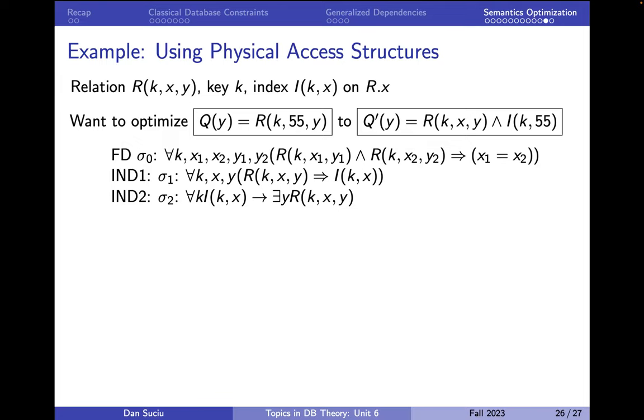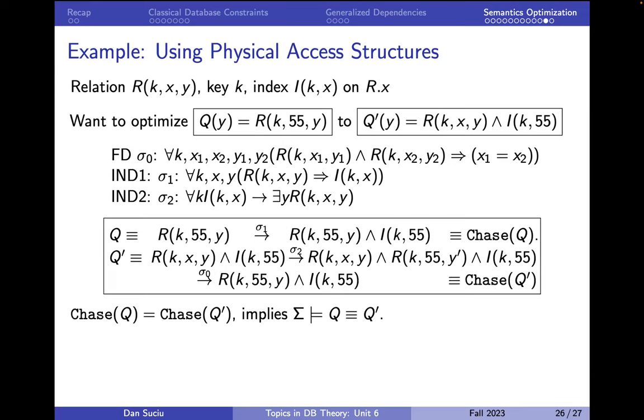And as far as I know, the first idea was introduced by Ioannidis under the name GMAPs back in the mid-90s. Beautiful, beautiful idea. Once you understand this, any fantastic optimization or data structure you can think of, you should be able to capture logically in this way. So now let's see, how do you prove that Q is equivalent to Q prime using these generalized dependencies? It should be easy.